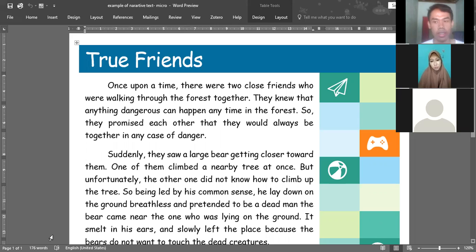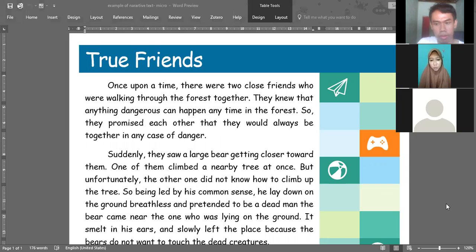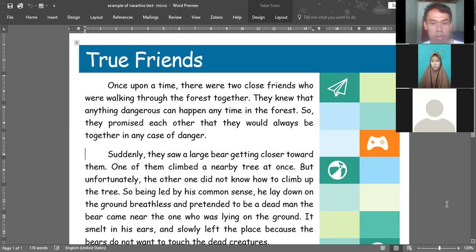Once upon a time, there were two close friends who were walking through the forest together. They knew that anything dangerous can happen anytime in the forest. So they promised each other that they would always be together in any danger.